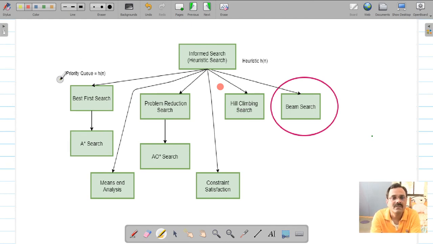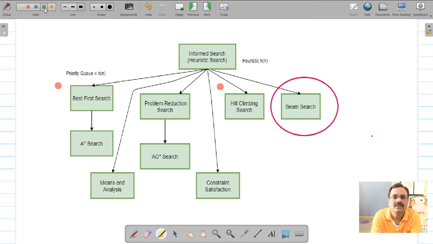And therefore we discussed another algorithm, a modification over hill climbing search, that was best first search algorithm. This best first search algorithm also uses heuristic function H(n), and it uses a priority queue in addition to that and tries to find out the best path. But we have seen that it is not optimal and memory required is also high. Sometimes it may not even find the solution, so it is not complete.